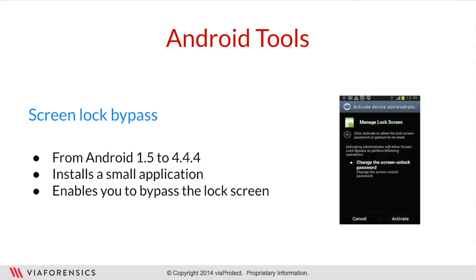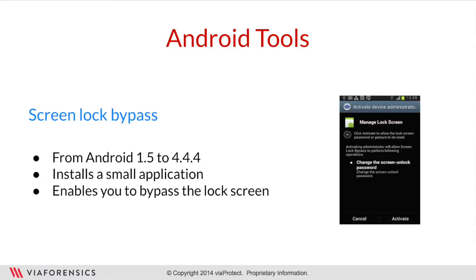Okay, so I'll talk a little bit about our tools now. The first tool is the screen lock bypass. The screen lock bypass tool installs just a small application onto a device, which enables you to bypass any lock screen, so PIN or password or pattern locks on the screen.